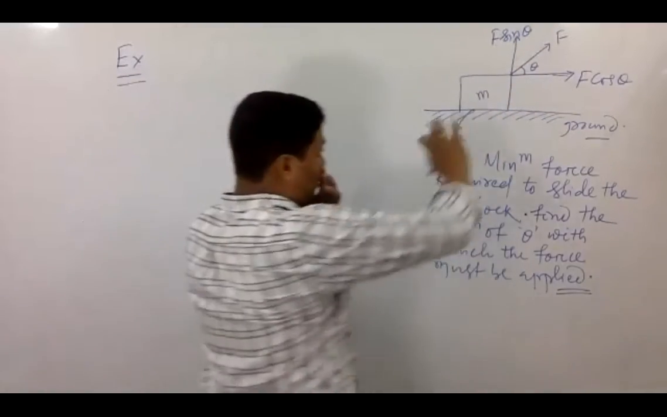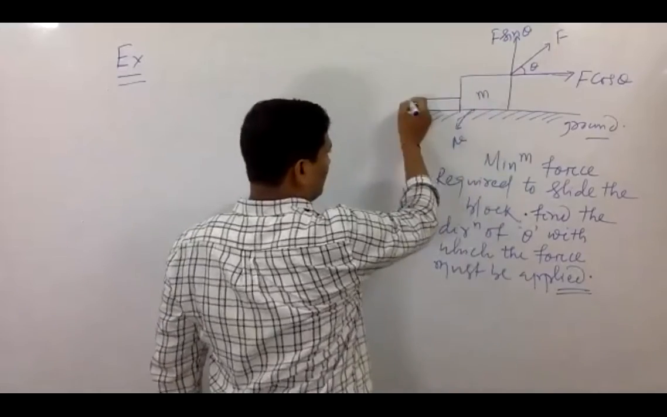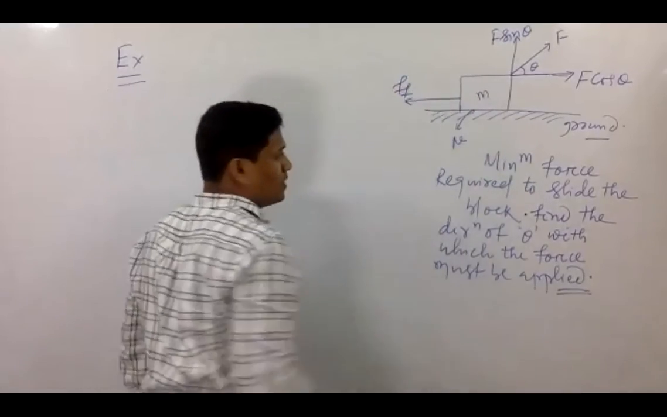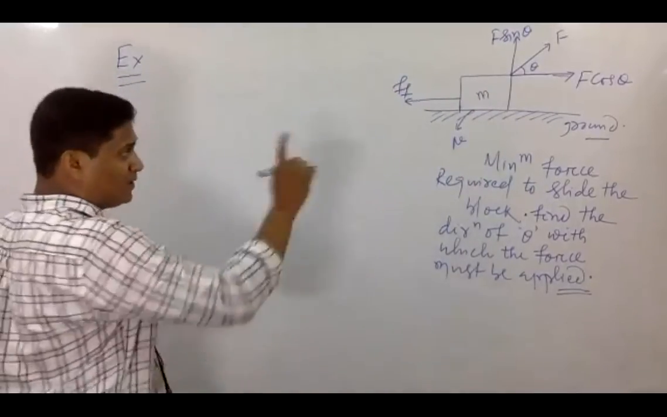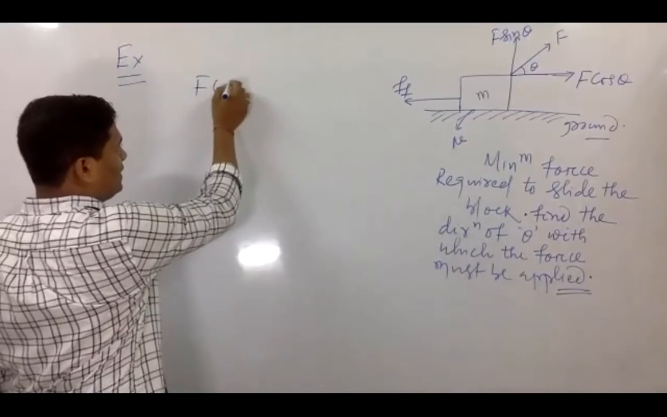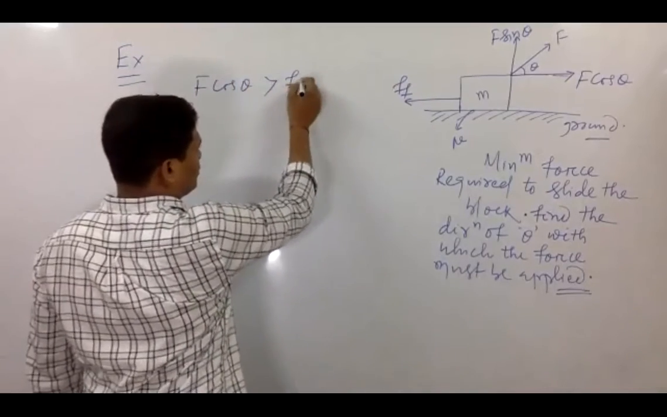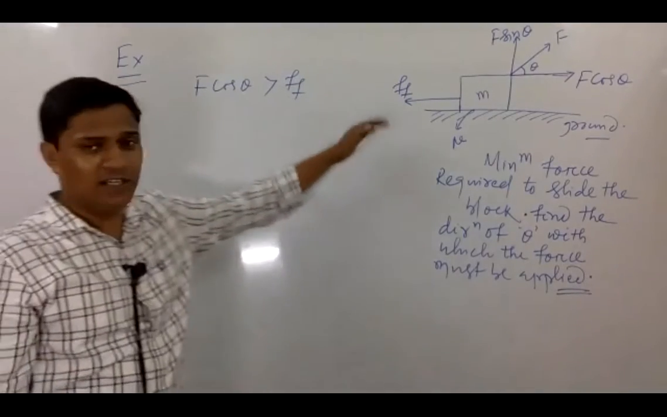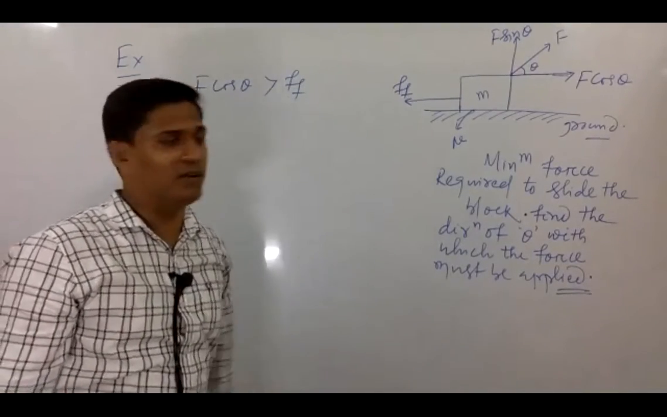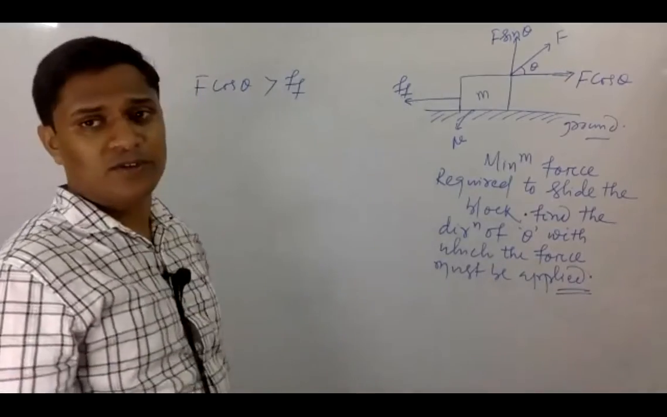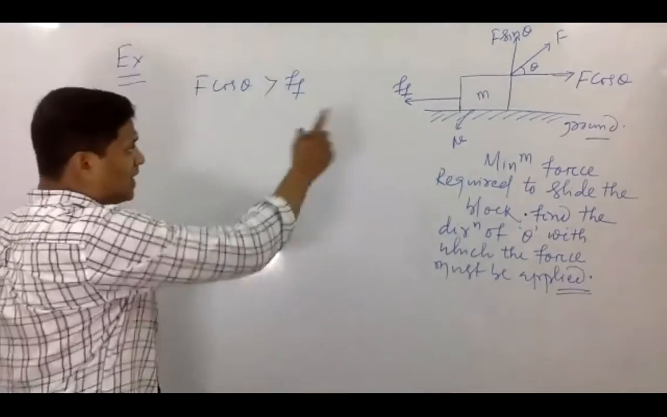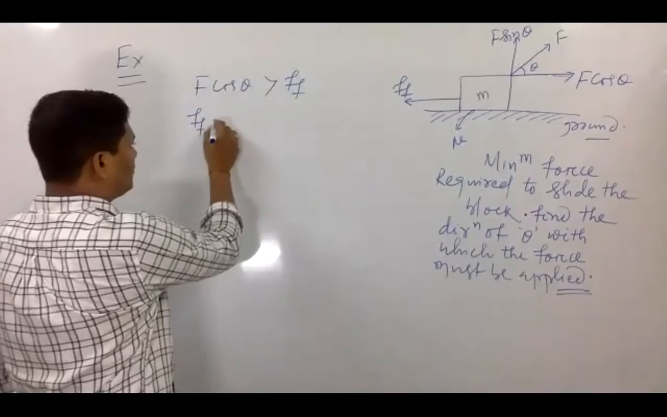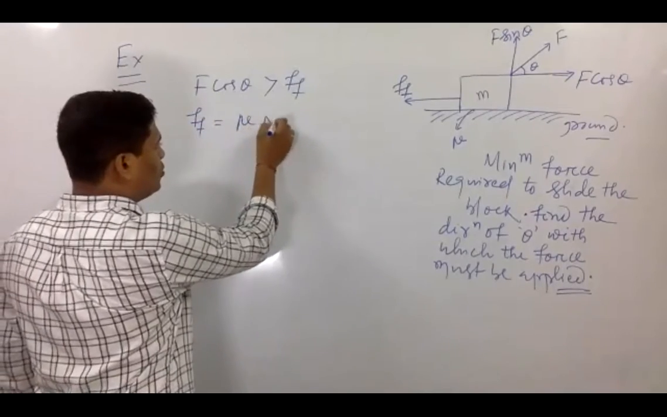As the body is moving in that direction, definitely the friction will be in this direction, right? And to make the body slide, F cos theta, the horizontal component, should be greater than or equal to the force of friction, right? That is the condition. And you know the force of friction is equal to how much? Mu into N, right?